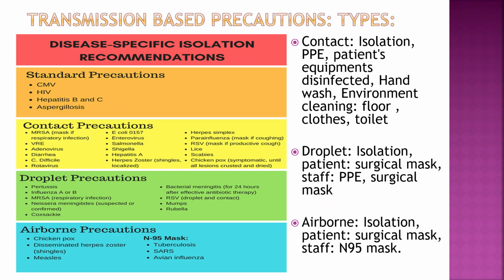Now we will see what are the causative organisms. For standard precautions, organisms are cytomegalovirus, HIV, hepatitis B, C, aspergillus. In contact precautions, the organisms are MRSA, VRE, vancomycin resistant enterococci, adenovirus, diarrhea producing Clostridium difficile, rotavirus. In droplet, pertussis, influenza, Neisseria, Coxsackie, bacterial meningitis, mumps, rubella. In airborne, it is chickenpox, measles, tuberculosis, SARS, and avian influenza.